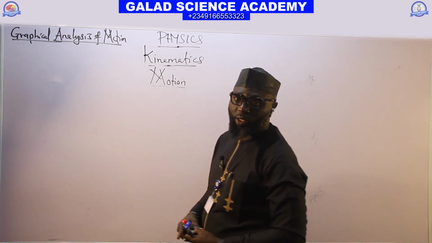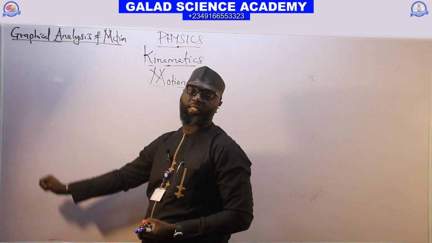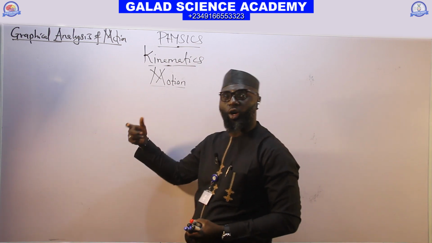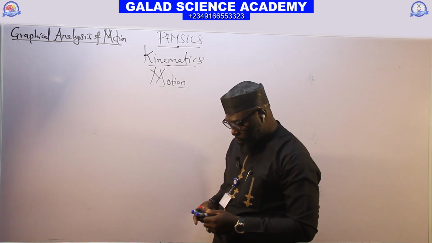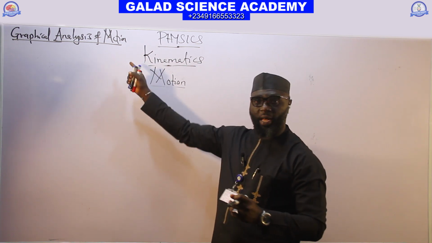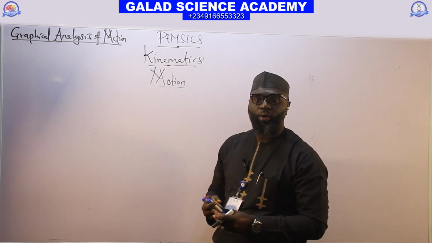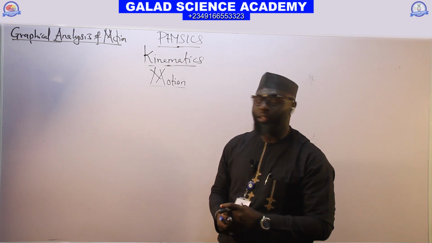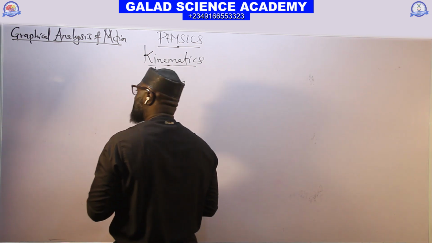So this is the method used to describe the motion of an object, instead of using an algebraic equation. I said this can exist in four forms: distance time graph, displacement time graph, speed time graph, and velocity time graph. Let me start from the distance time graph.